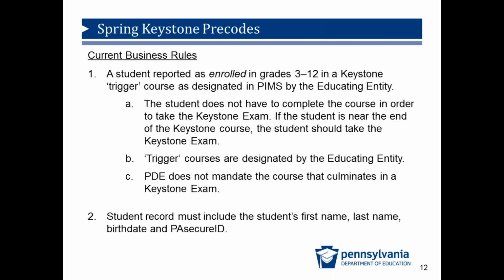Number 2, a student record must include the student's first name, last name, birth date, and PA Secure ID. These 4 criteria are especially essential to the matching of the accountability file.